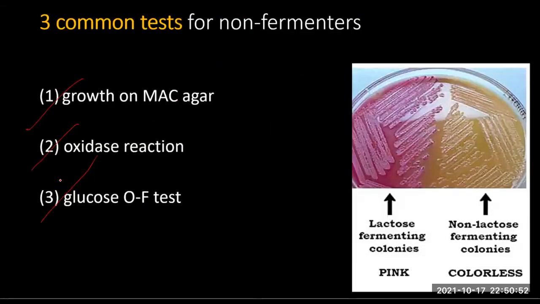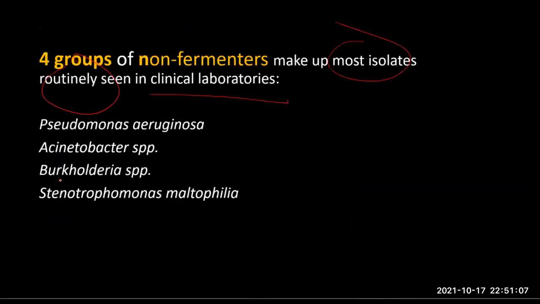Many classification systems have been devised for grouping non-fermenters, and one system uses the reactions of three common tests: growth on MAC agar, oxidase reaction, and the glucose OF test. And the four groups of non-fermenters that make up most isolates routinely seen in clinical labs today are Pseudomonas aeruginosa, Acinetobacter, Burkholderia, and Stenotrophomonas maltophilia.